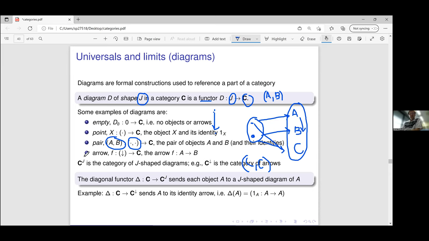And so, in general, we say that these collections of functors form a functor category. That's the collection of all functors from this common J category, shape category J, into this common category C. And in previous talk, yesterday's talk, I talked about the category of arrows. Well, in fact, the category of arrows is just a functor category, where the shape category is just a single arrow like this one here. So there's a lot going on here.